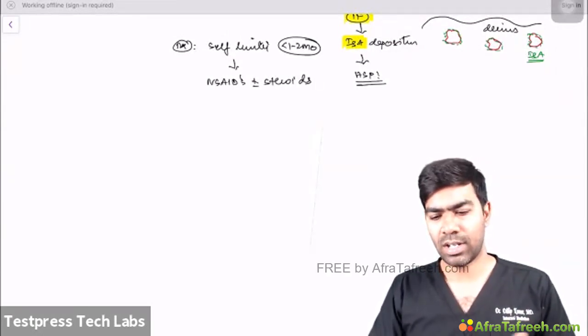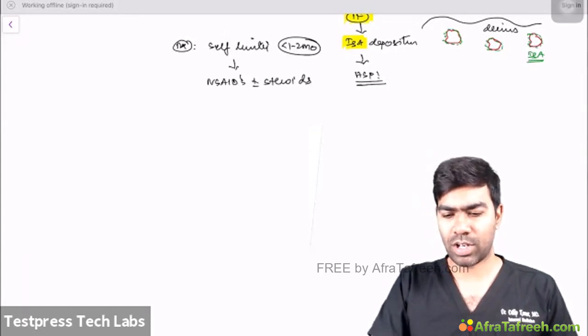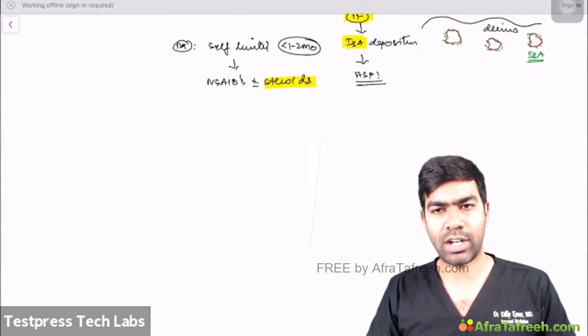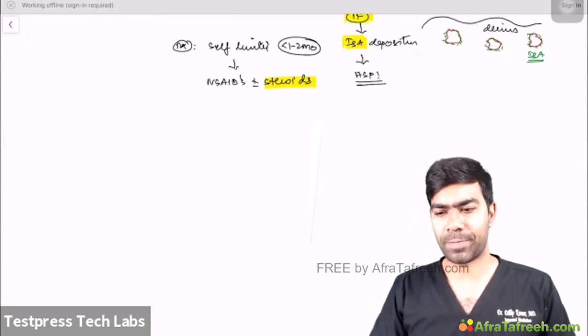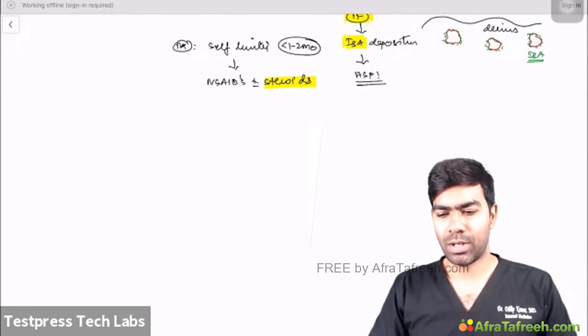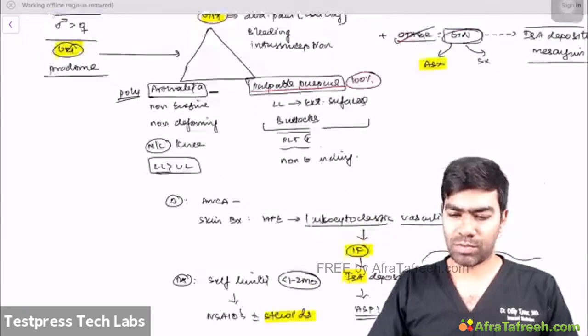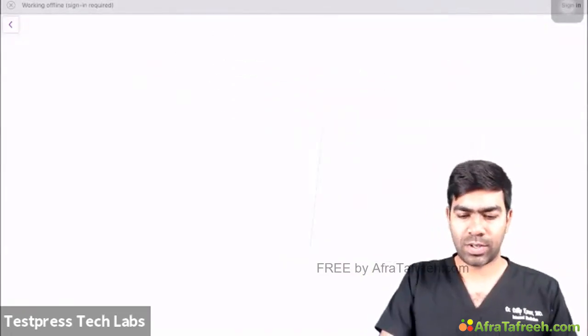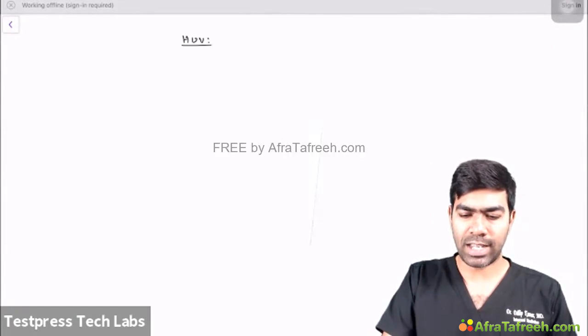You just need some NSAIDs plus steroids. So steroids are the mainstay basically. You give a short course of steroids, that itself will be enough for the child to recover. They'll have a good recovery, and the prognosis is very good in this situation. Then we have other types of immune complex vasculitis. The next one we need to know is hypocomplementemic urticarial vasculitis.